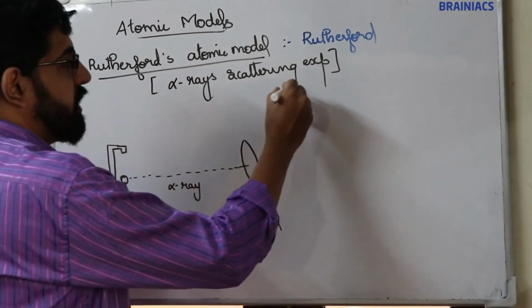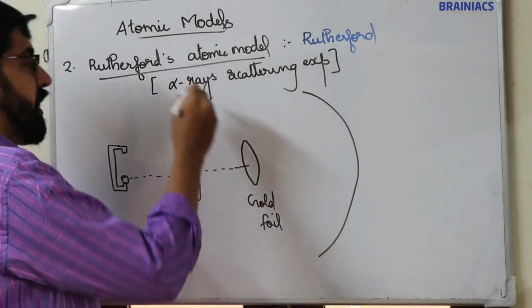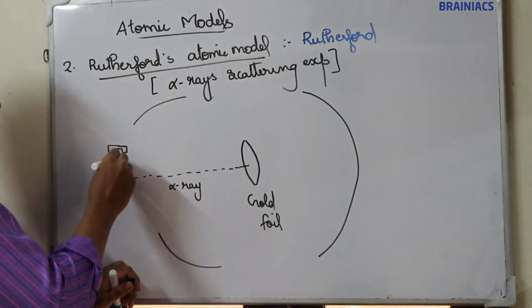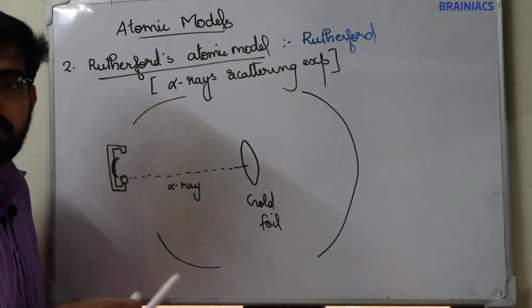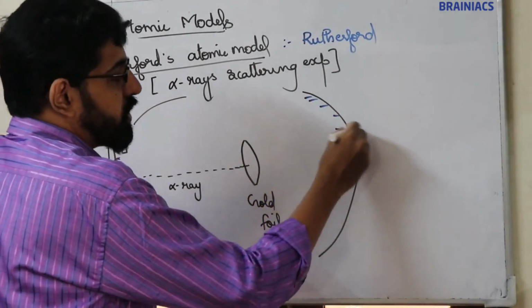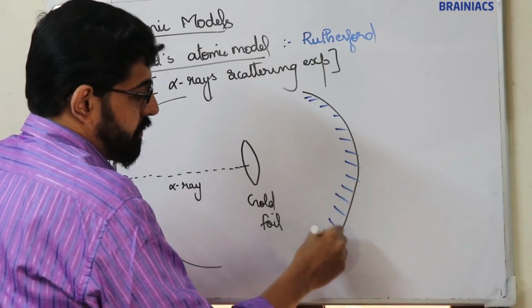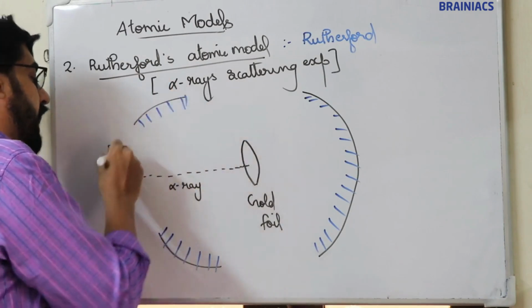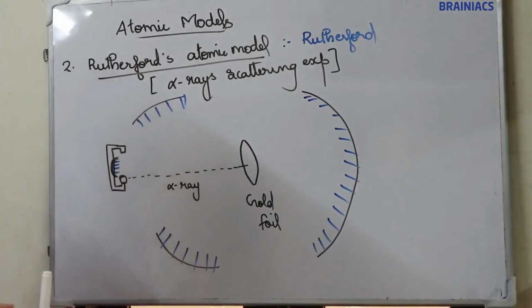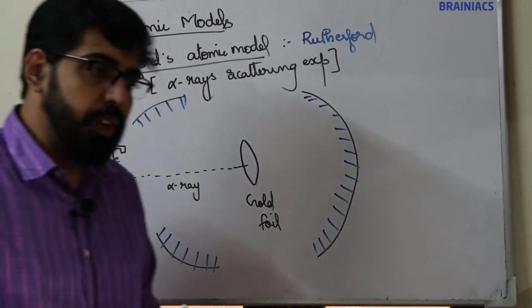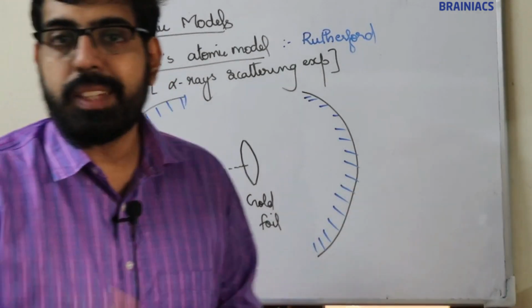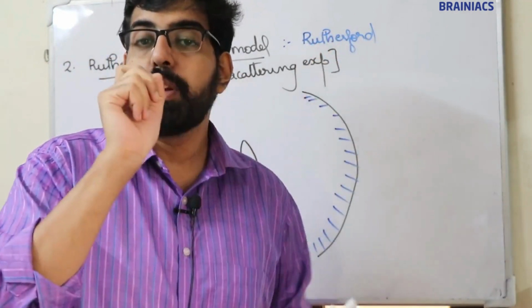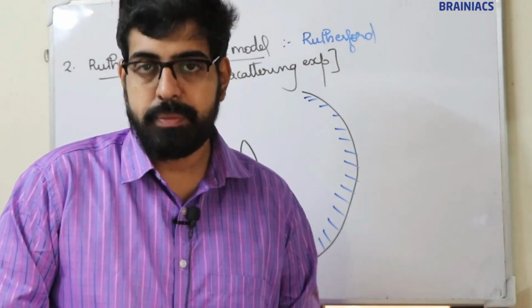Now here there is a screen, and this screen is coated with zinc sulfide. What is the importance, the peculiarity, of zinc sulfide? When an invisible radiation strikes zinc sulfide, it produces a flash of light, a scintillation.